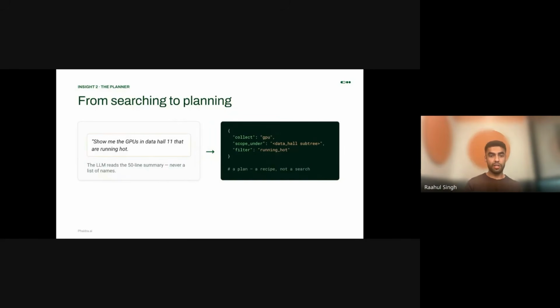So for example, here the query says, give me all the GPUs that are running hot in data hall 11. The LLM does not need to go through all these names of all our GPUs to figure out which one of those are in data hall 11 and then figure out how they are running hot. All it needs to do is structured outputs, which tells us that, well, we need to collect GPUs. The scope under which we need to collect is a subtree, which is just data hall 11. And the filter that we need to apply to finally figure out what exactly we need is GPUs that are running hot. Now, this can be different things depending on the context, and you can implement different filters. But all we need to know is how do we create the set that we want to get to.